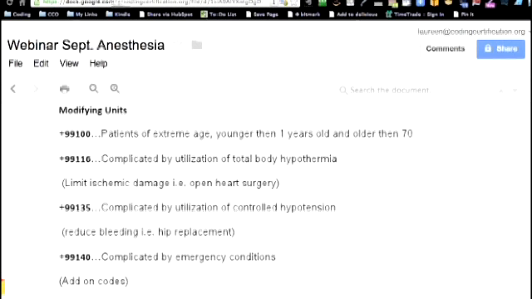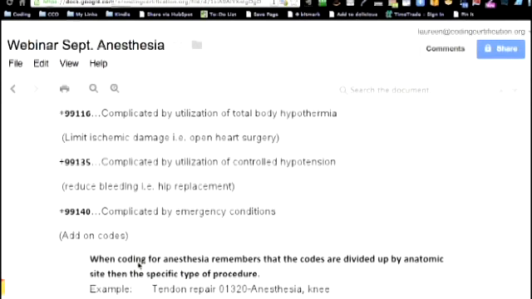So if you get an op note and that person is 80 years old and they're doing anesthesia, you're going to amend this 99100 at the end as an add-on code. And they'll put those ages in there. When you are reading it and you're doing anesthesia, you see an age listed, that's a red flag. This may have a modifier.